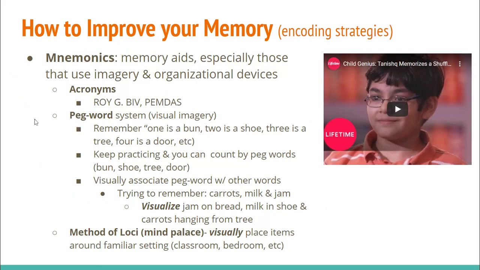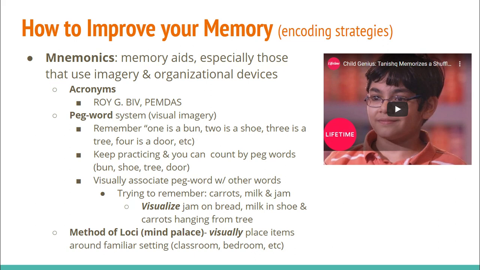Mnemonics are maybe the most well-known. These are any form of those memory aids, those that use imagery, organizational devices, right? Roy G. Biv, in order to remember the colors of the rainbow, right? Order of operation. PEMDAS, please excuse my dear Aunt Sally. Right? Easy, right? These are things that we can remember quickly in order for us to remember things that we may struggle to remember.